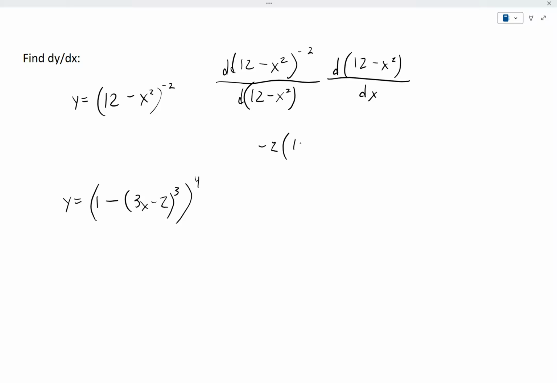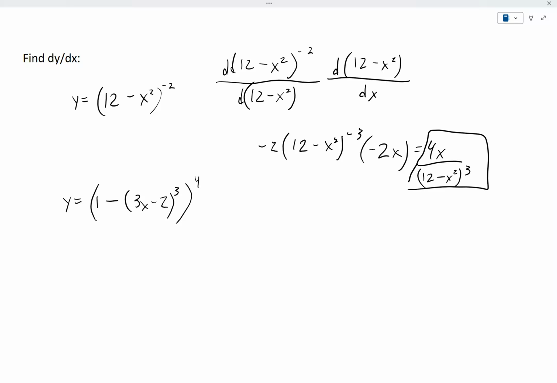Pull the power out front, 1 smaller on the power times this right here, derivative of the top with respect to x. So this is just going to be the power rule again. Pull the power out front, 1 smaller on the power, and the derivative of 12 is a constant. So now we can simplify this a little bit down to 4x over 12 minus x squared to the third. So that's going to be the answer to the first one.